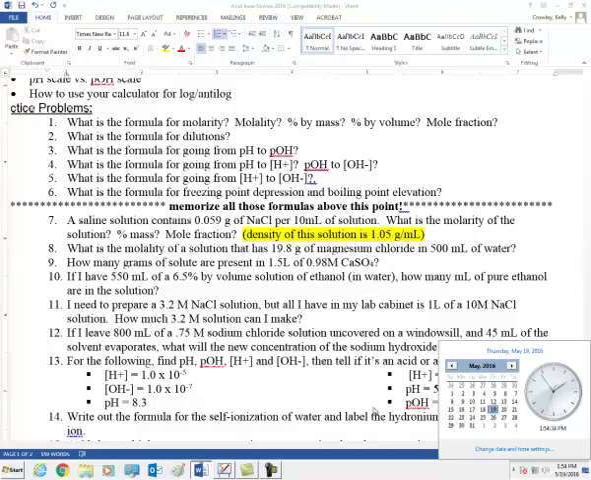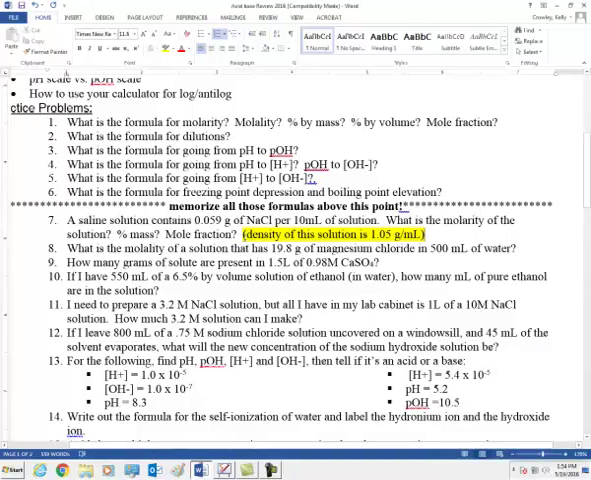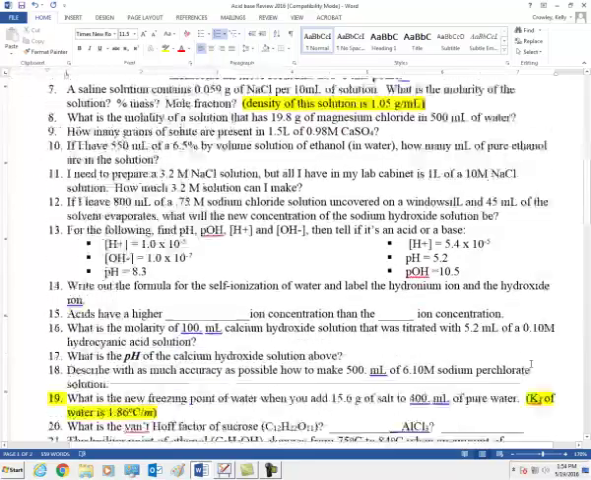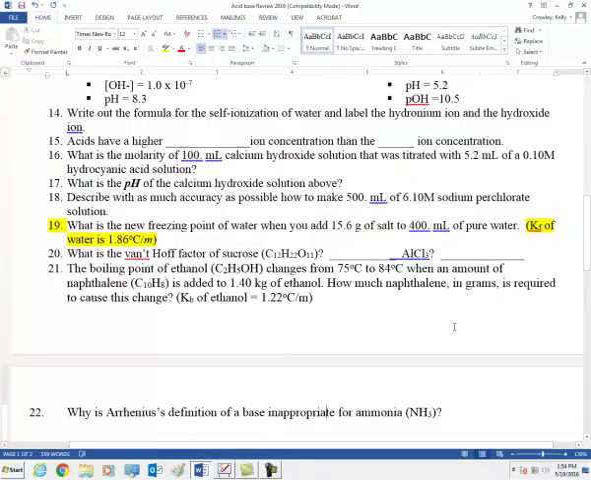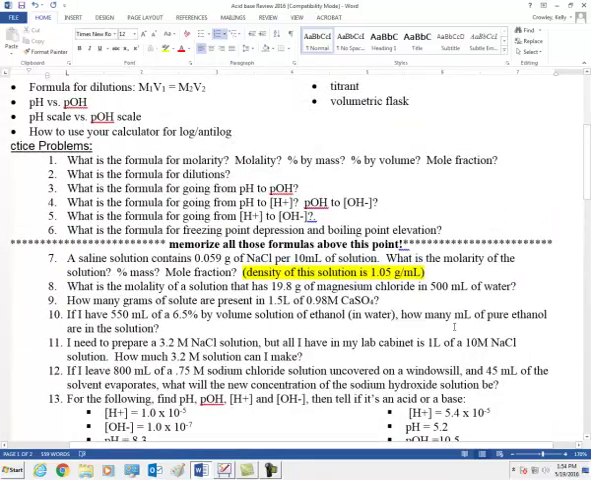All right, so for now, though, I do want to make sure you guys notice that there was a change to number 7. I had to add some information in number 7. The density of the solution is 1.05 grams per milliliter. And then down lower on problem number 19, you also need to add some information. This is the freezing point constant of water. In class, we have already answered number 7, so we're going to proceed on from there.